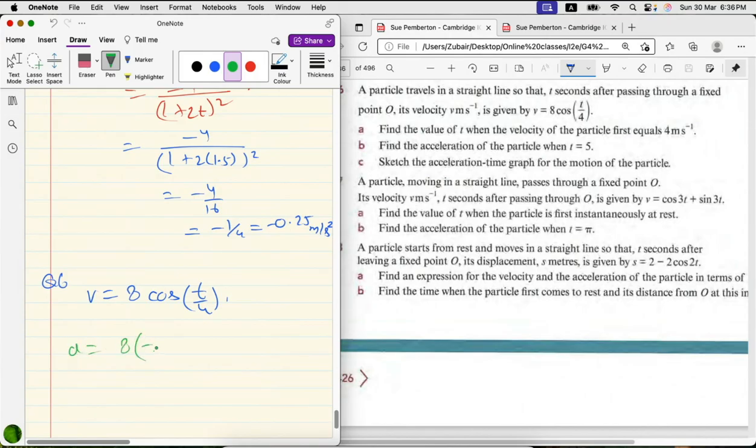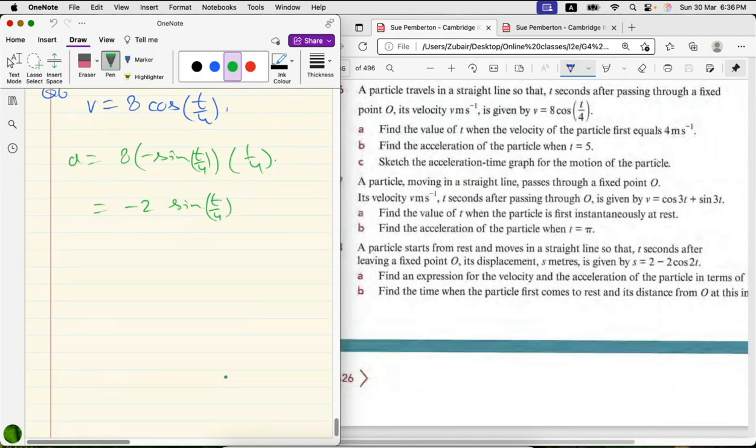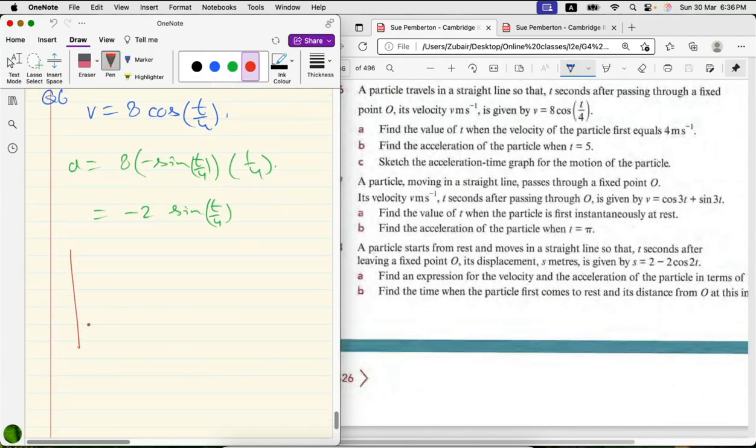Differentiation of cos is minus sine into differentiation of the angle. So minus 2 sine t by 4. We sketch this. Amplitude is 2, and because of the negative sign it won't go this way, it is the other way around. This is 2. This is minus 2.